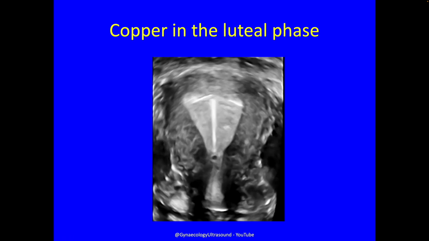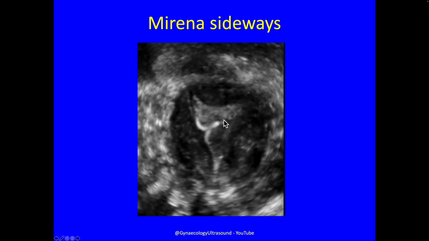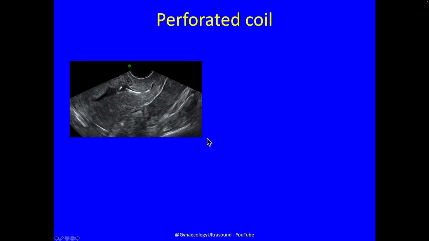Coils are especially nice to look at in 3D. This is a copper coil in the luteal phase. You can see the arms and you can see the stem in the coronal plane. And you know it's copper because if you turn your gain down, you'll still see it. Whereas if you turn the gain down on a Mirena, you won't see it. This is a Mirena coil sideways. There's the stem and there are the arms.